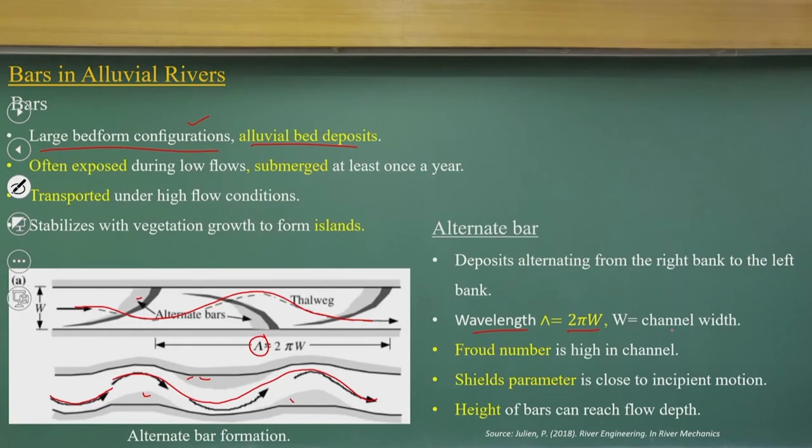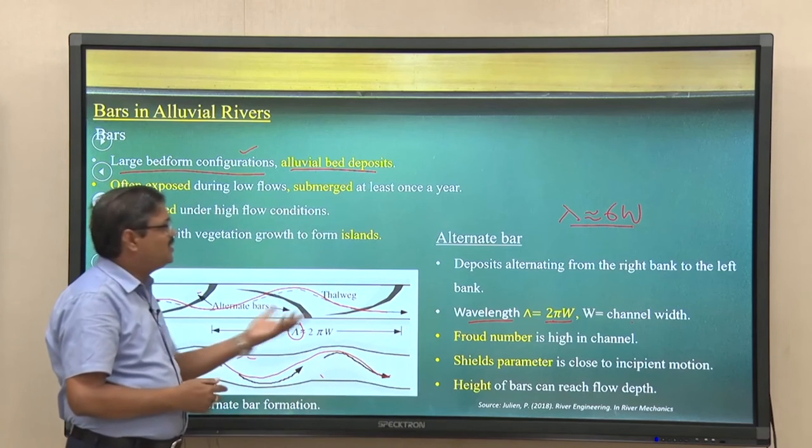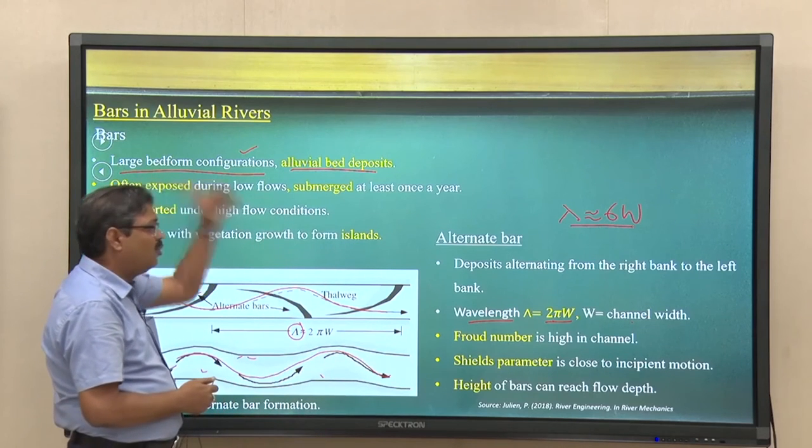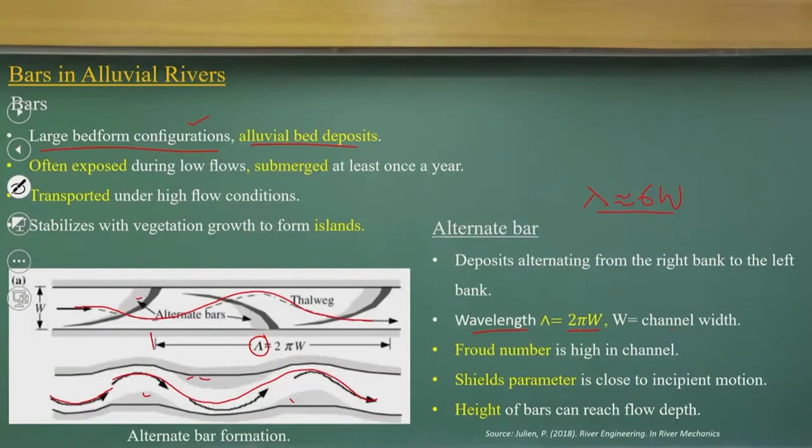Just try to understand it. The formation of alternate bars has a wavelength of 2 pi times w, or we can say close to 6 times w. Do not go too precise. So, 6 times the width of the channel. You can see the length from this point to these points, the wavelength of the alternating bar formation, is close to 6 times the width of the channel.